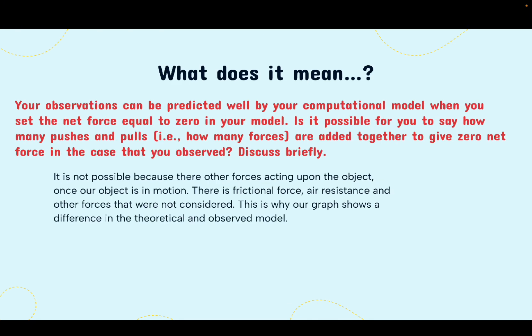Now, is it possible for us to say how many pushes and pulls are added together to give zero net force in the case of our observed data? It's not, because there are other forces acting upon the object once our object is in motion. There's frictional force, air resistance, and other forces that just weren't considered when we were taking our observational data. This is probably why our graph shows a difference in the theoretical and observed model.